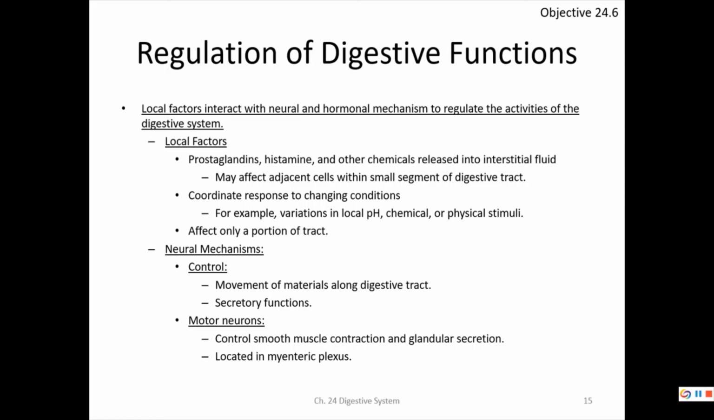But those chemicals usually stimulate the release of things like prostaglandins and histamines that affect the cells in that area and can make you a little bit upset. And it can coordinate responses. For example, if the local pH changes in one section of the gut, or a chemical or physical stimulus only affects one portion, the area where that is, until that chemical is gone. This is why alcohol does this. This is why you might get the beer poops. This is why you may get diarrhea from consuming too much alcohol or very spicy foods.